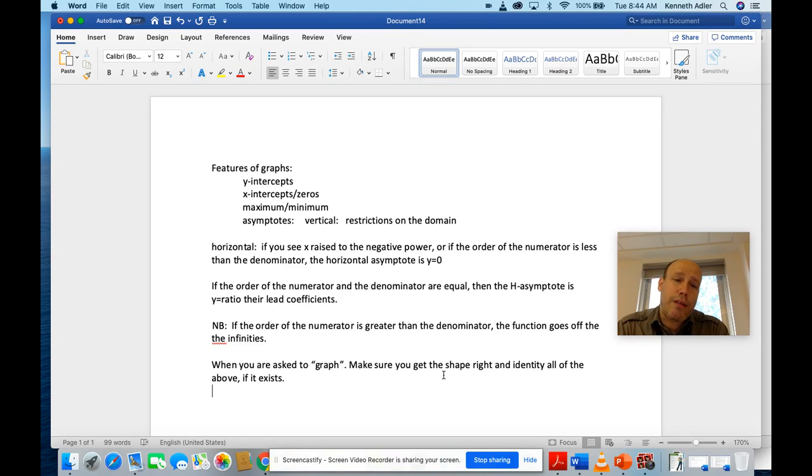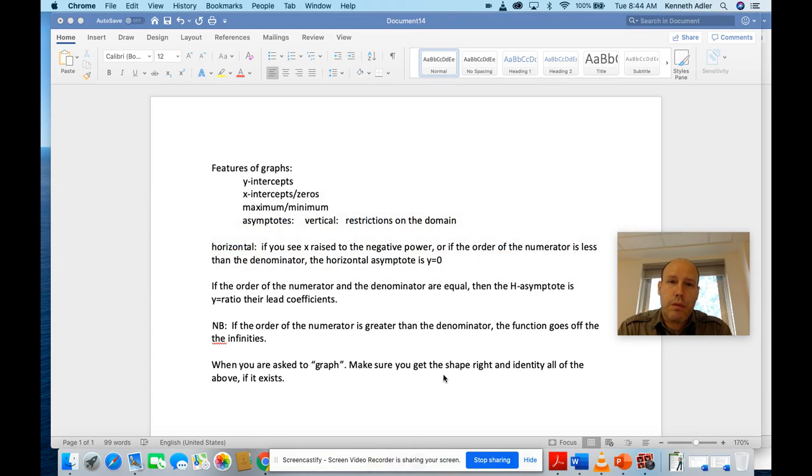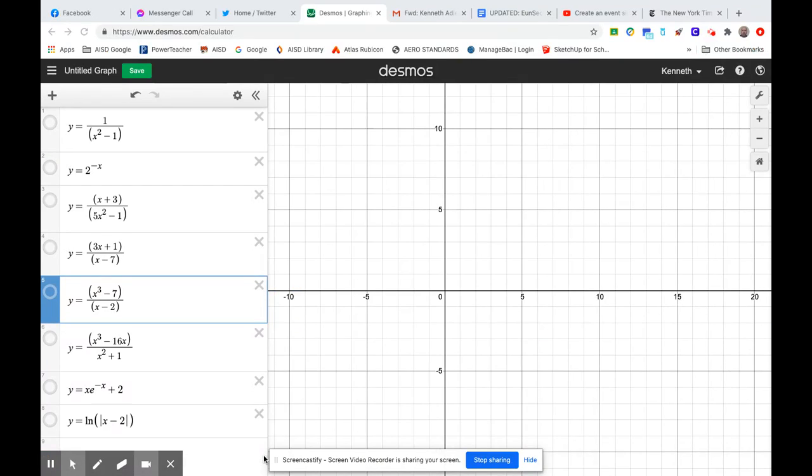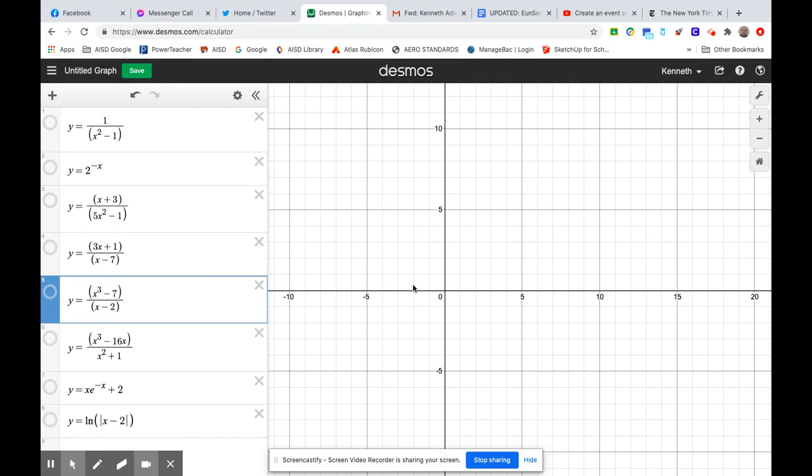So let's go over to Desmos, and whoops. Oh, come on. Oops, there we go. So, am I on the screen? Hopefully I'm here. So let's take a look at the first graph I identified.